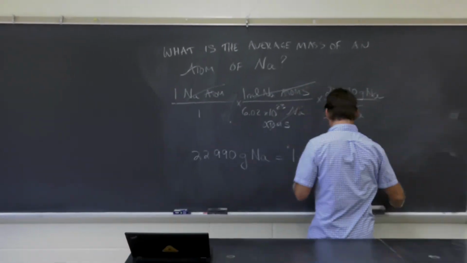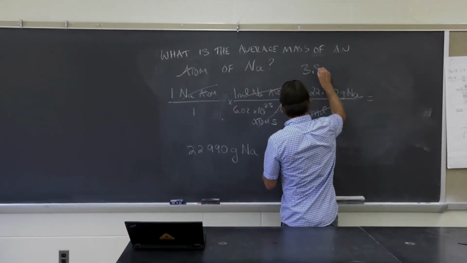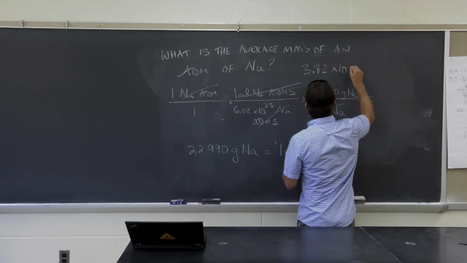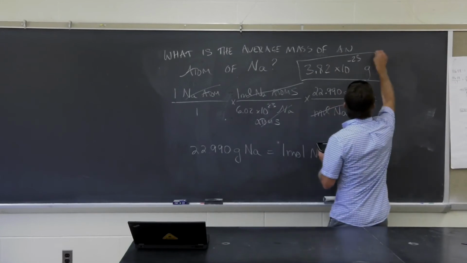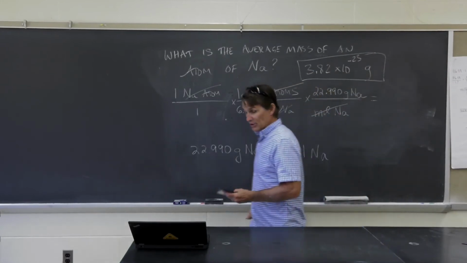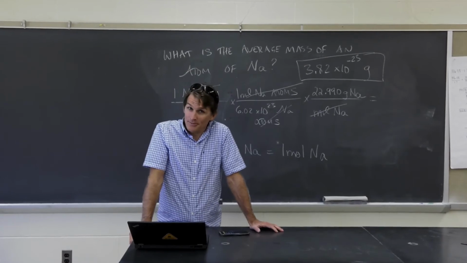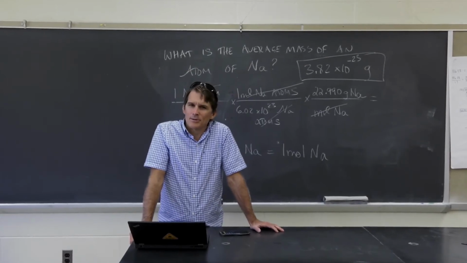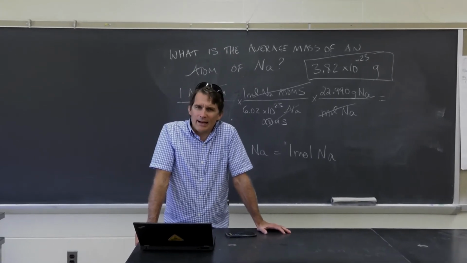That's pretty tiny. Does that make sense? Let's think about that. Let me just write the answer here. Equals 3.82 times 10 to the negative 23 grams. That's a really small number, but it's not 0. Does that make sense? Well, we're trying to find the average mass of a single atom of sodium.